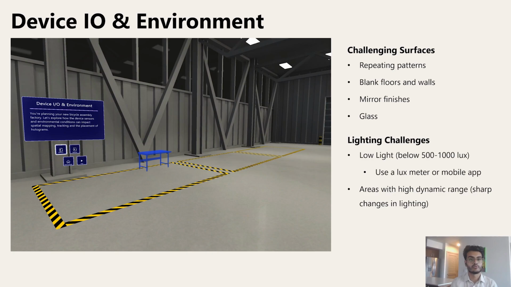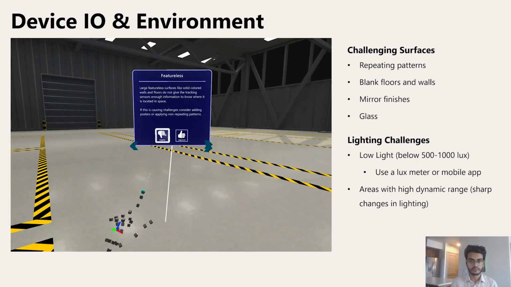This is especially important if you don't have very many features to begin with in the rest of your environment. So you can see here we have gray walls and gray floors. So really the only thing it can pick up on is this yellow and black tape. And since this is repeated throughout the factory, you're going to start to see issues with that. So in general, we recommend avoiding repeating patterns if you're in a very low featured area.